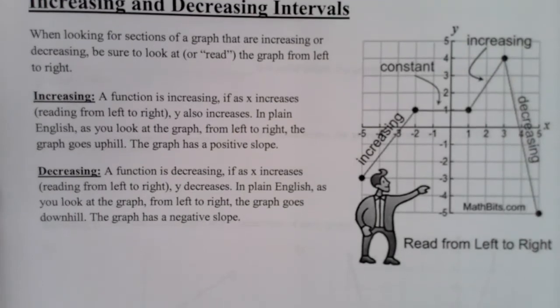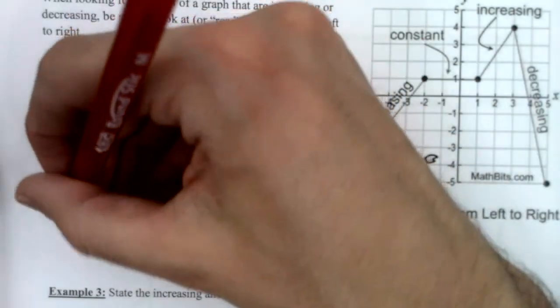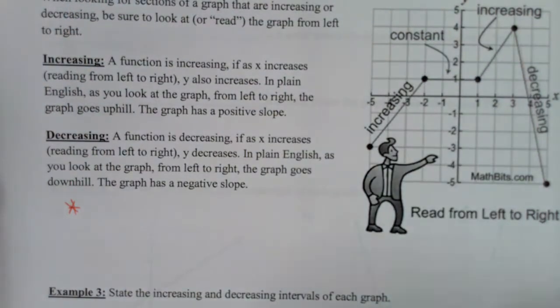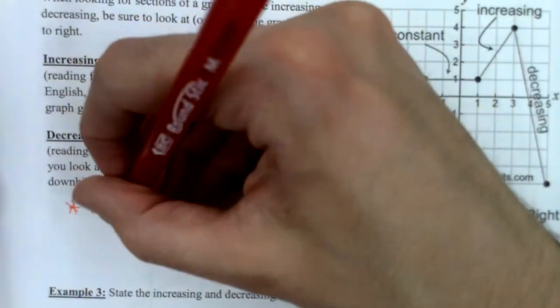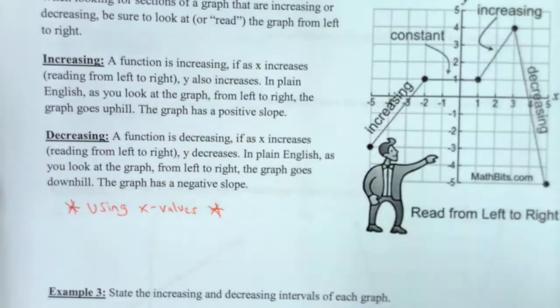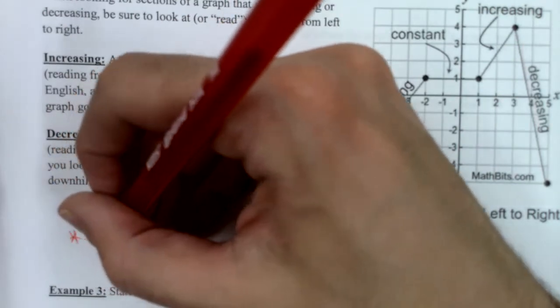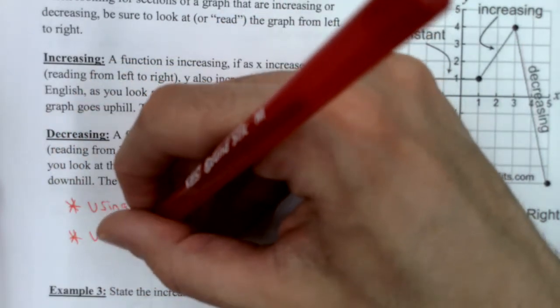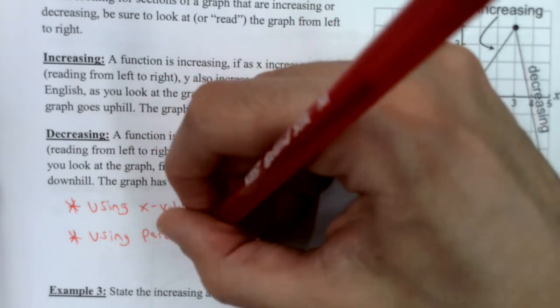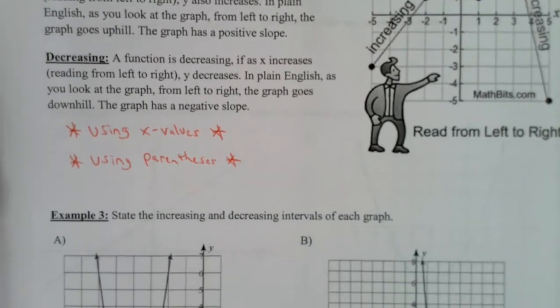Okay. Now, whenever I ask you for increasing and decreasing intervals, there's two key points. Whenever you write increasing or decreasing intervals, you are going to write it using the x values. So we are using x values when we talk about these. And we always write these using parentheses. So we always write increasing and decreasing intervals using x values, and we write them using parentheses. So we have two examples on them.